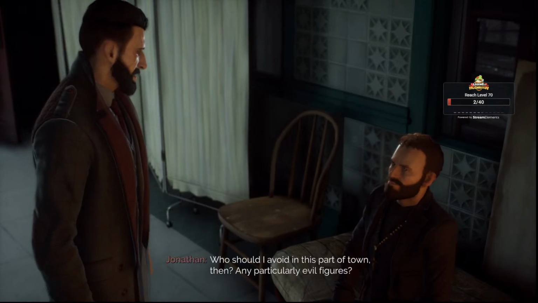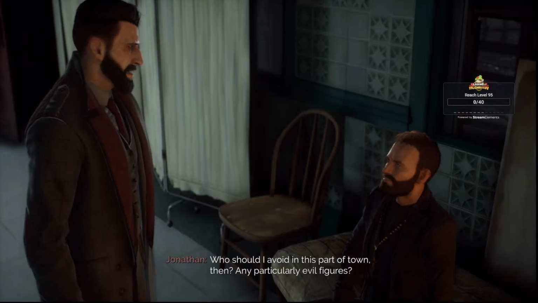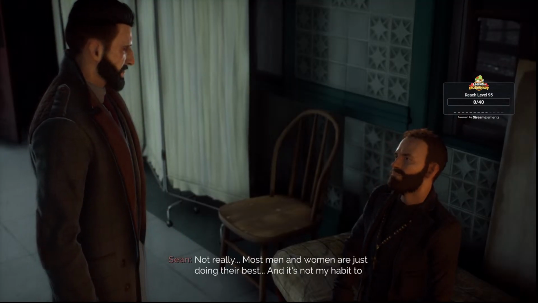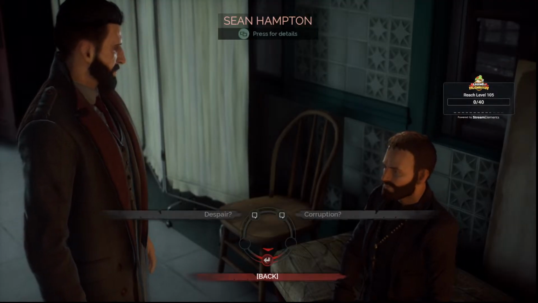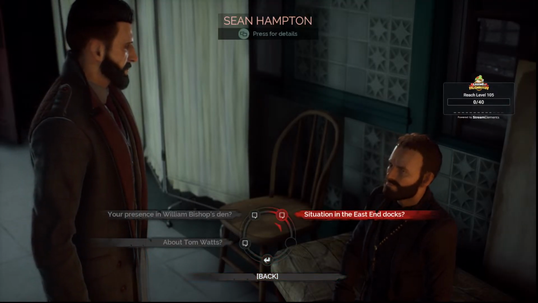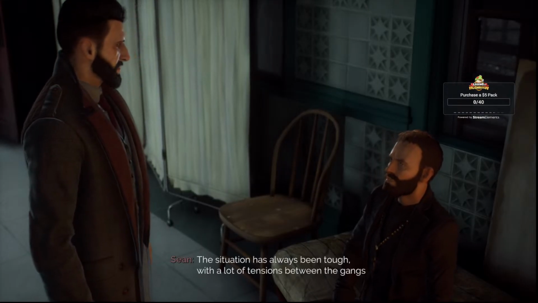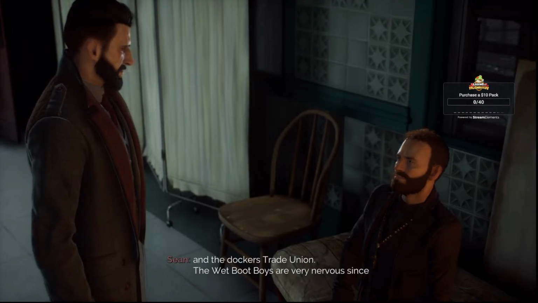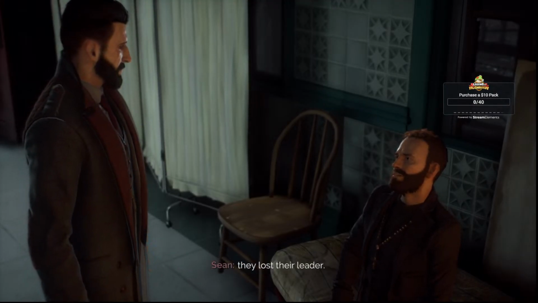Who should I avoid in this part of town, then? Any particularly evil figures? Not really. Most men and women are just doing their best. And it's not my habit to speak ill of people I know, Doctor. What is the general situation in the East End docks? The situation has always been tough, with a lot of tensions between the gangs and the Dockers Trade Union. The Wet Boot Boys are very nervous since they lost their leader.